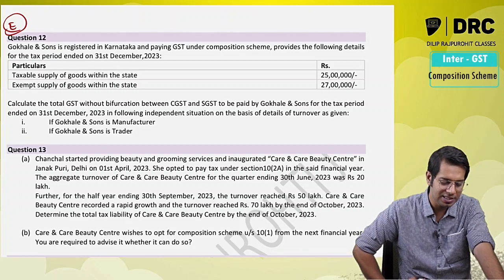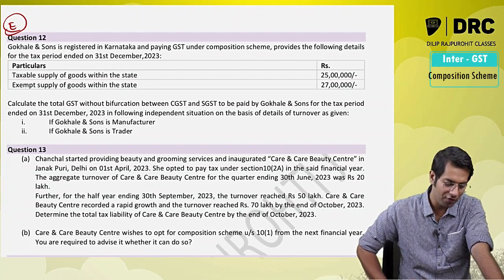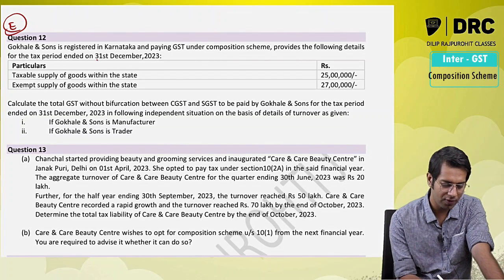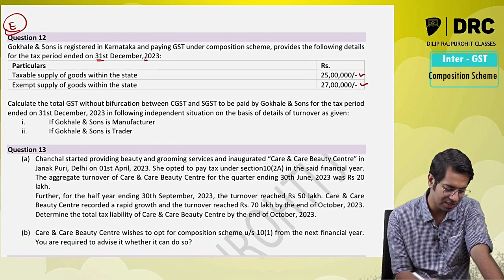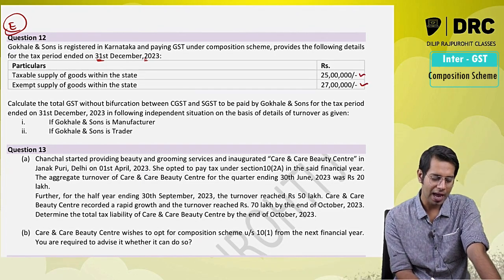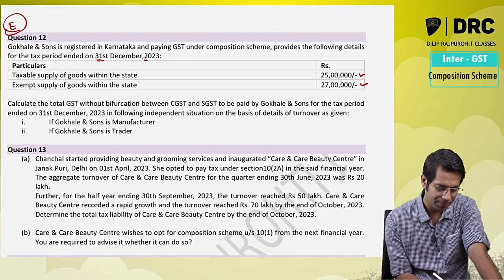Then, nice question, exam question, beautiful question. Gokhale and Sons is registered in Karnataka and paying GST under composition scheme. It provides the following details for 31st December 2023: taxable supplies 25 lakhs and exempt supplies 27 lakhs. Calculate tax without bifurcation which is required to be paid by Gokhale and Sons.